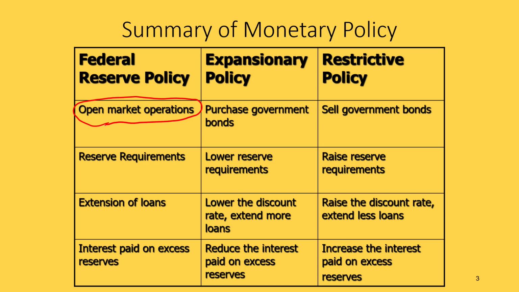And if the Fed wants to use expansionary policy, then they're going to discourage banks from putting their reserves and deposits at the Fed because they want those banks to loan it out instead. So they're going to reduce the interest paid on these excess reserves. Now, if they want to lower the money supply or use restrictive policy, then they're going to increase the interest that they pay on these excess reserves because that's going to encourage the banks to put more money in deposits at the Fed rather than loan it out or circulate it throughout the economy.